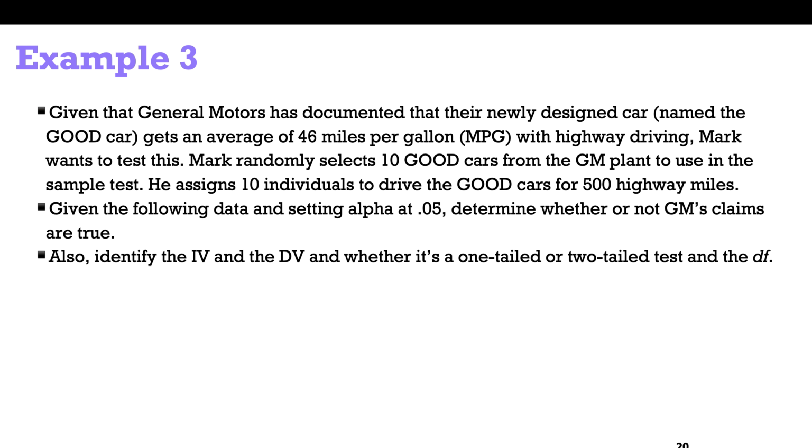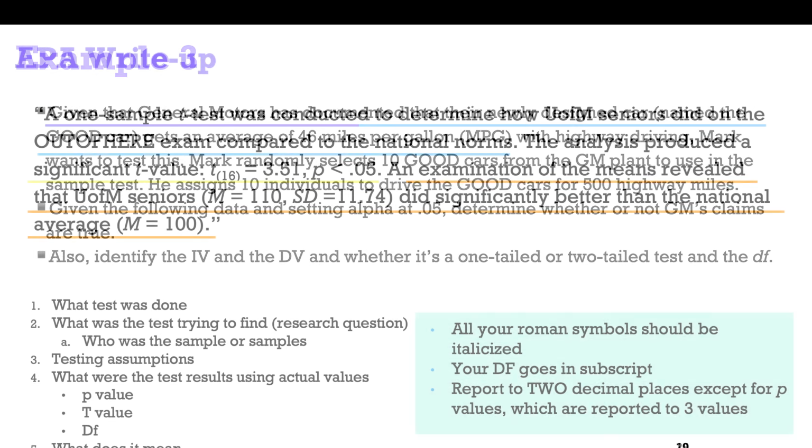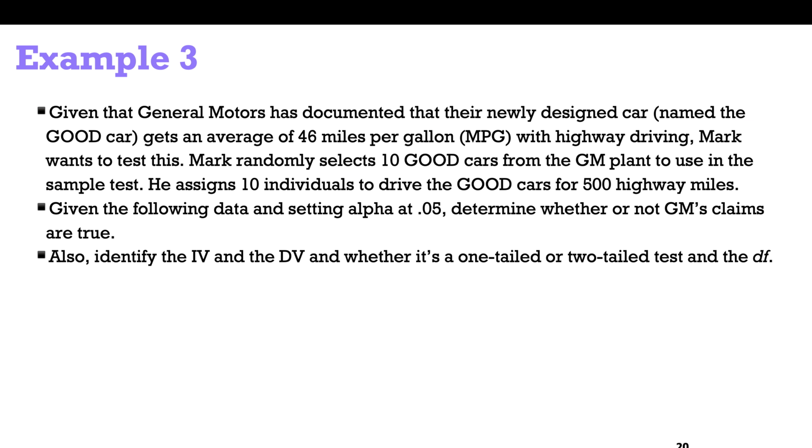Given that General Motors had documented that their newly designed car, named the Good Car, gets an average of 46 miles per gallon with highway driving, Mark wanted to test this statement. Mark randomly selects 10 good cars from the GM plant to use in his sample test. He assigns 10 individual drivers to the good cars to drive 500 highway miles. Given the following data and setting an alpha at 0.05, determine whether or not GM's claims are true. Also identify the independent and dependent variable, whether it's a one-tailed or two-tailed test, and the degrees of freedom.